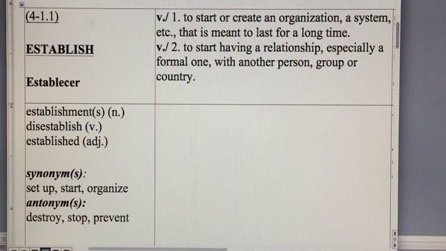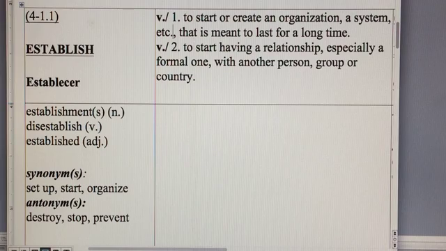Establish has 3 syllables, and the emphasis or stress is on the second syllable, sta. So we say establish, establish, establish. It is used only as a verb, and we have 2 definitions, although they really overlap.